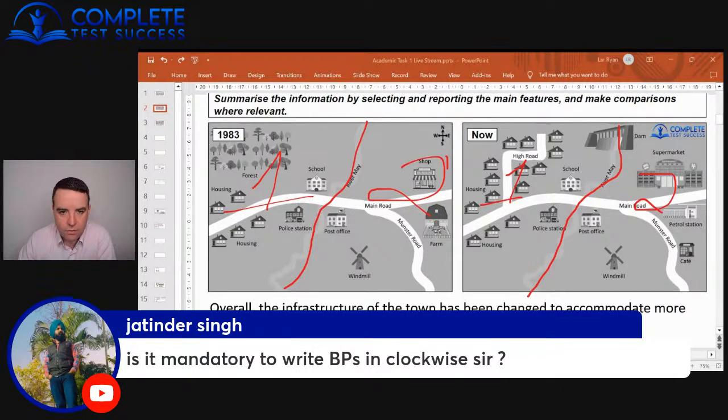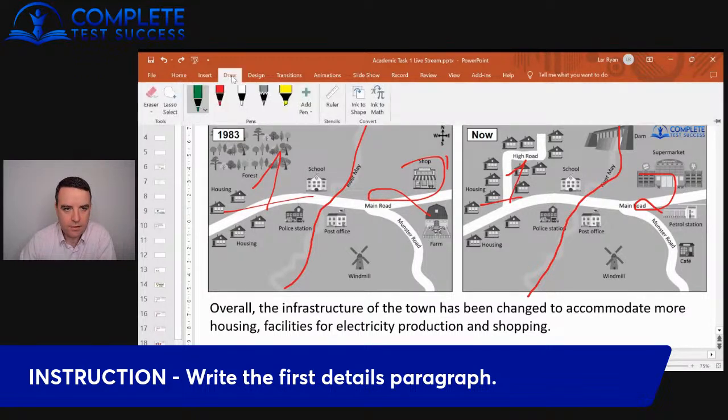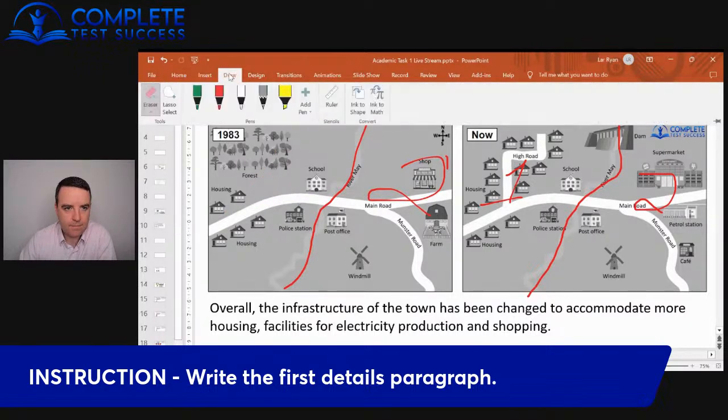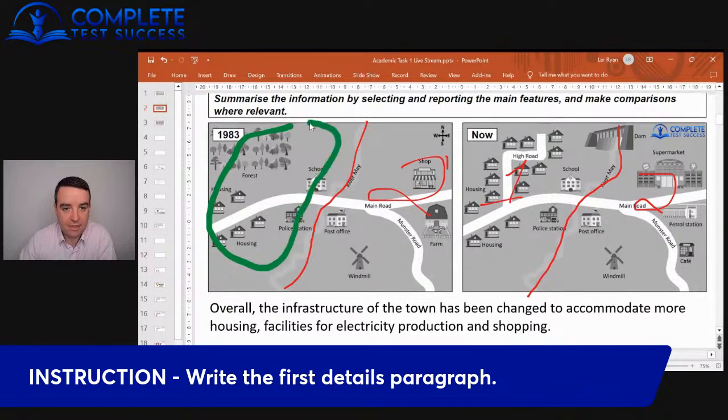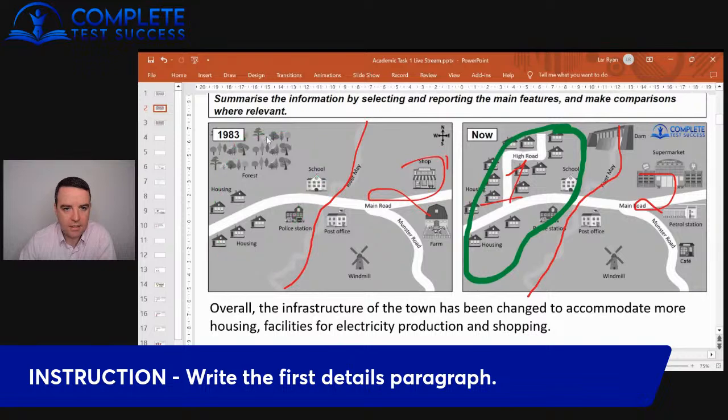Okay. So from there, what I would like you to do is to write the first body paragraph, the first details paragraph. So basically, what you're going to write about is anything that was to the west of the river. So you're going to tell me about everything on this side of the map. Okay, so I'll leave that with you. And again, as always, just share it with me in the comments, and I'll have some feedback for you once you share it with me.